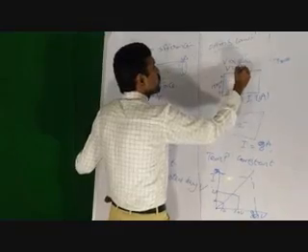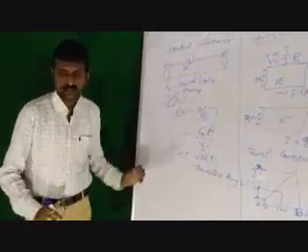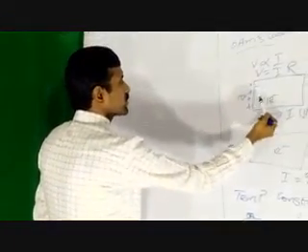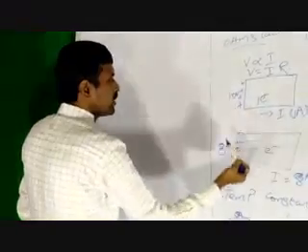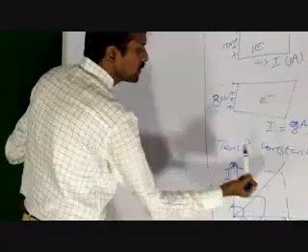V is equal to IR. V is equal to IR means more electrons are attracted towards the positive charge, so the current is also increasing. Here the temperature is constant.